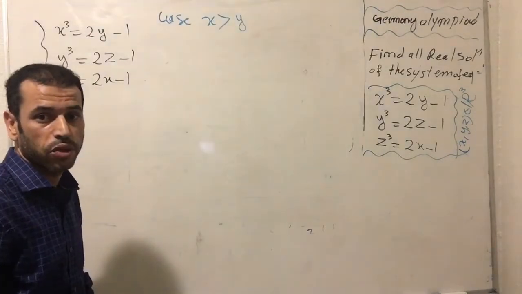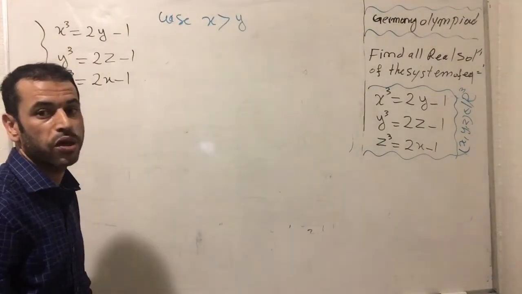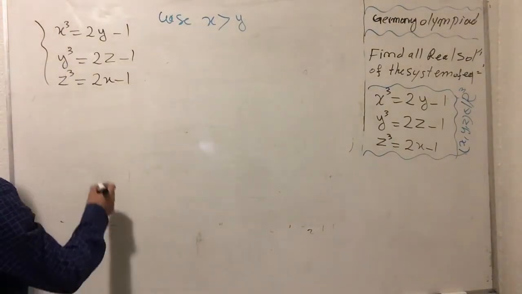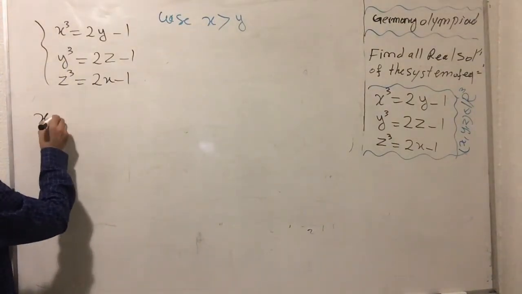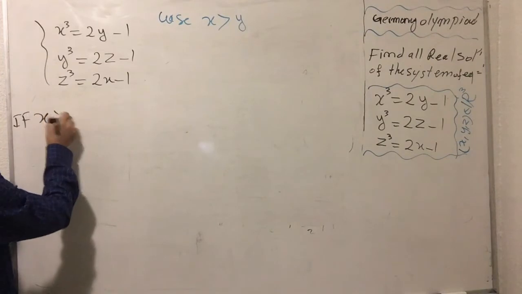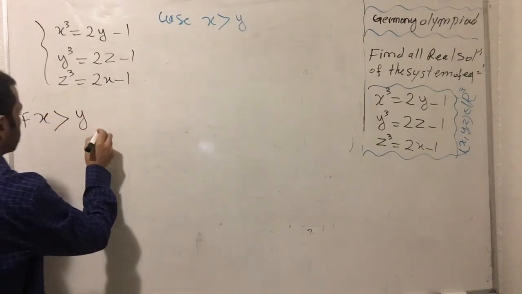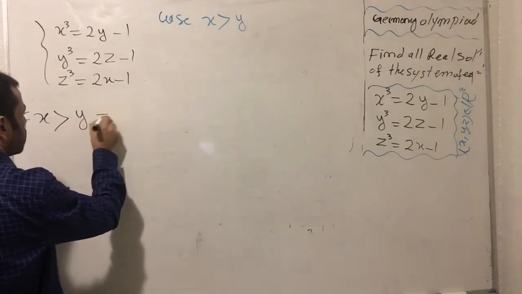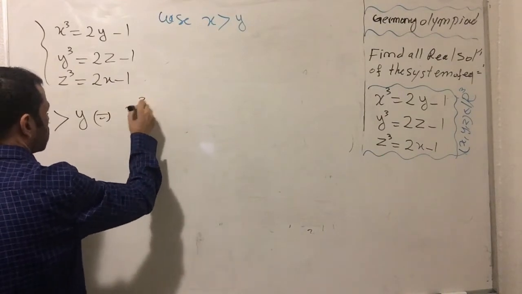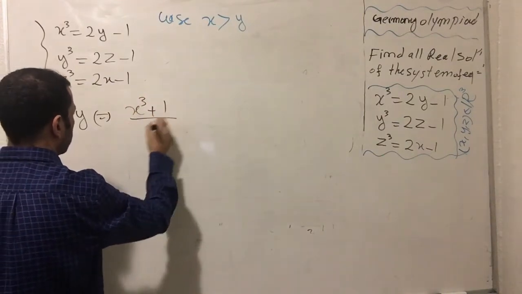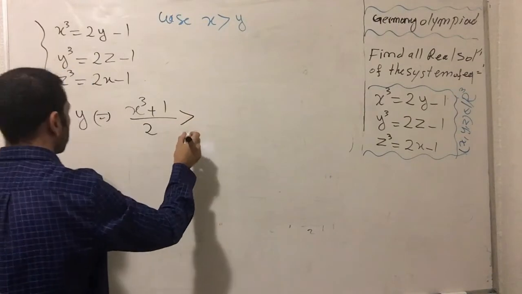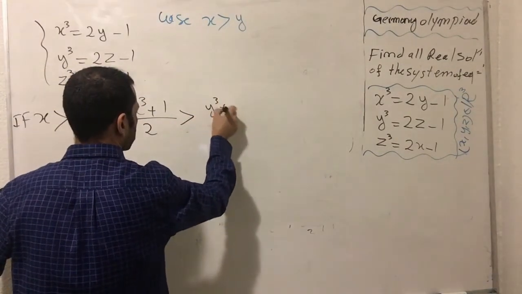Let's consider the case when x is strictly greater than y. As you see here, if x is greater than y, this is equivalent to x cubed plus 1 over 2 being greater than y cubed plus 1 over 2.